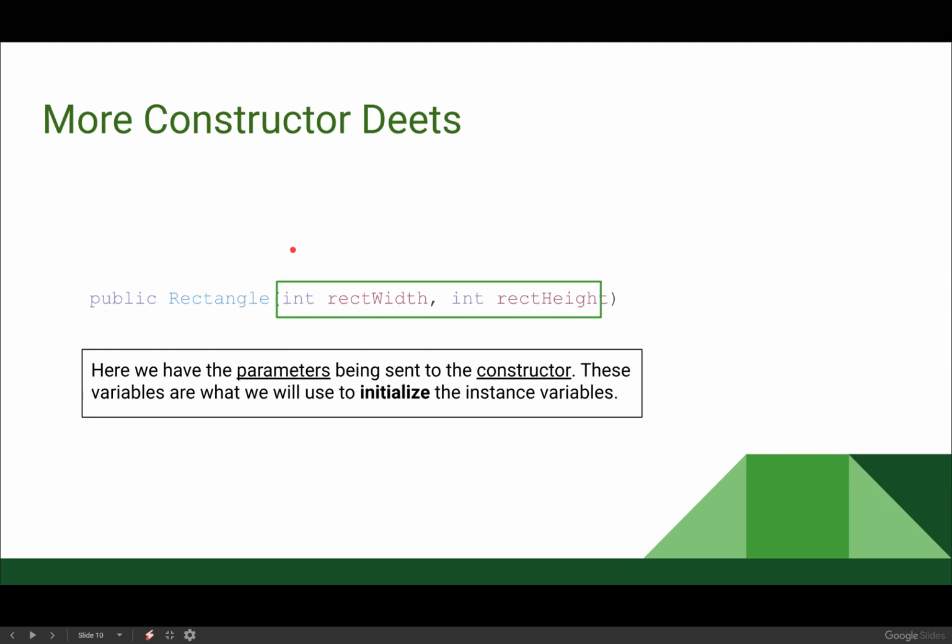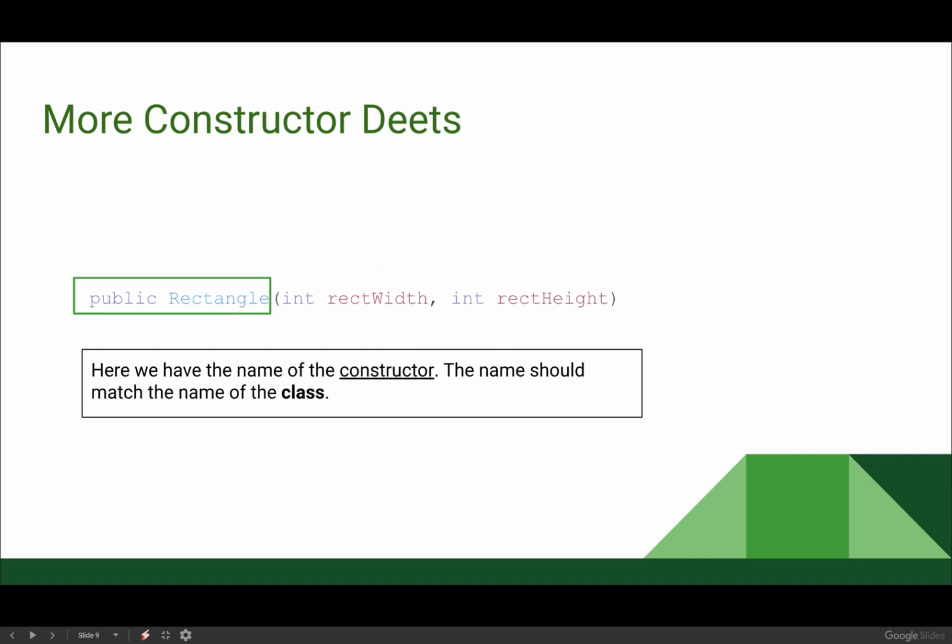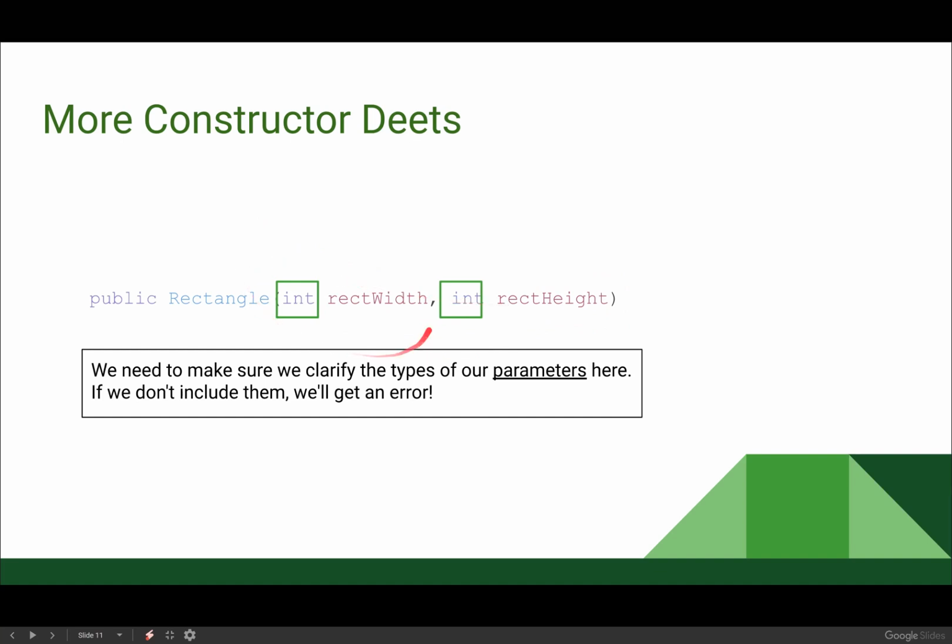Here we have the parameters being sent to the constructor. And these two variables, rectWidth and rectHeight, are what I'm going to use to initialize the class's instance variables. I need to make sure that I clarify what types both of my parameters are here. If I don't include those types, I'm going to get an error.